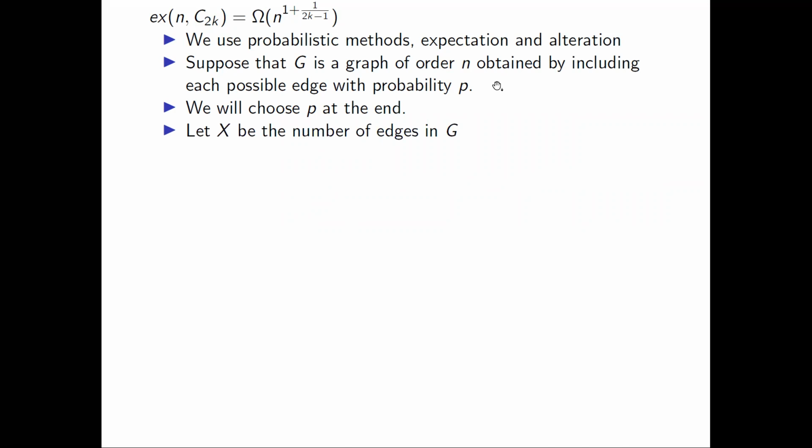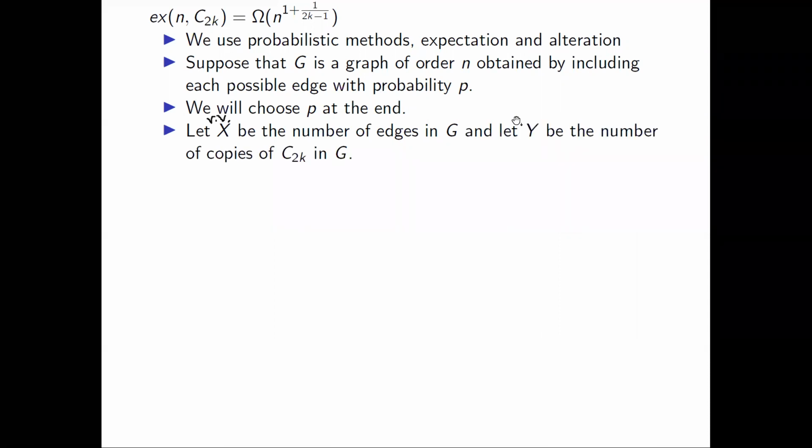So we're going to define some random variables, as we usually do when we're applying these probabilistic methods. First random variable will be X. X is the random variable that is the number of edges in G. Why is it a random variable? Well, G is a random graph. G is the result of this random experiment. And so the number of edges in G can vary based on the results of that experiment. So X is a random variable, the number of edges. And we'll define another random variable. Y is our second random variable. It'll be the number of copies of C of 2k in G.